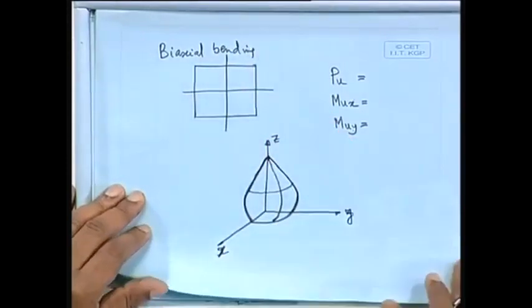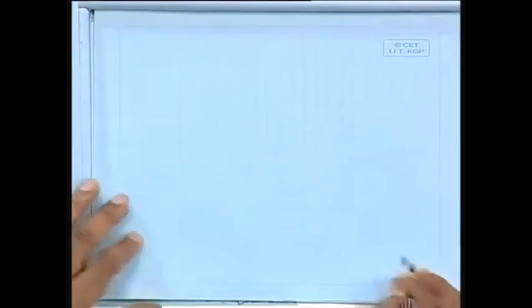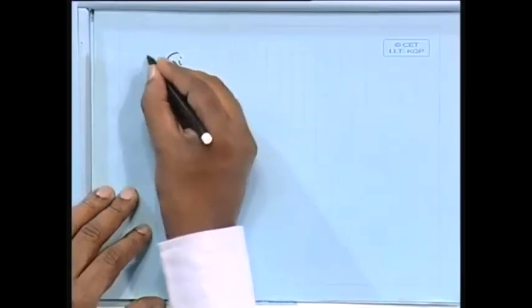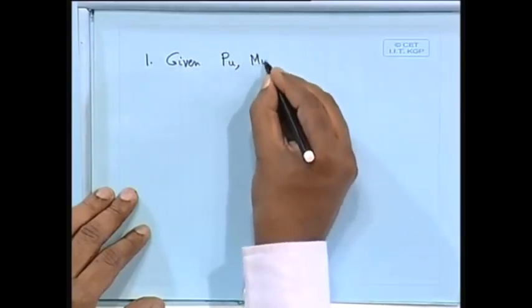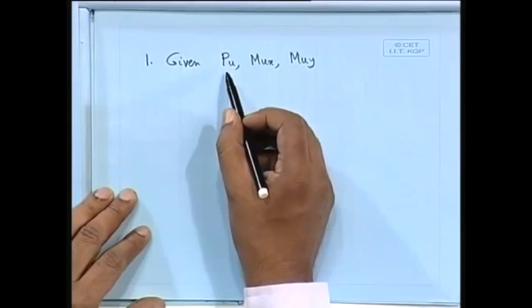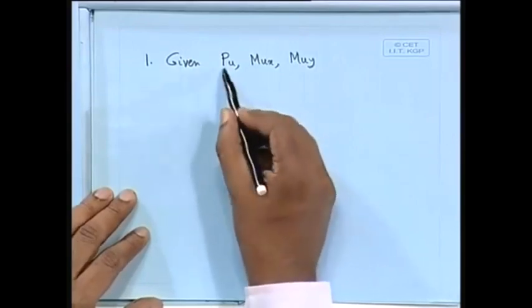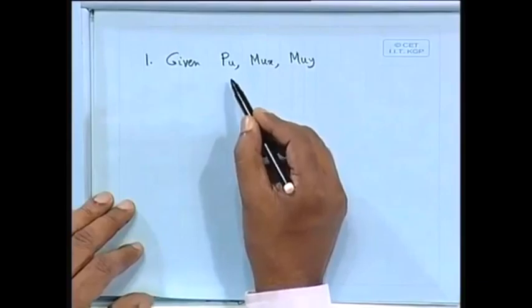We design it in this fashion. Given Pu, Mux, Muy, please note, we are talking about design load. Generally it happens that P is coming from the top, bending moment also coming at the column junction, the actual load. Now, after multiplication by 1.5, all those things, including the self weight of the column also you have to take, then finally it is coming as Pu.